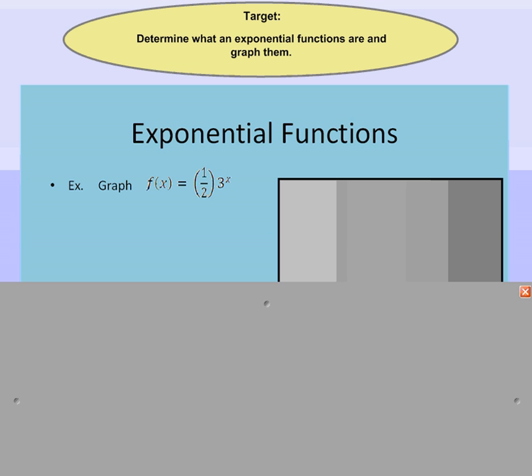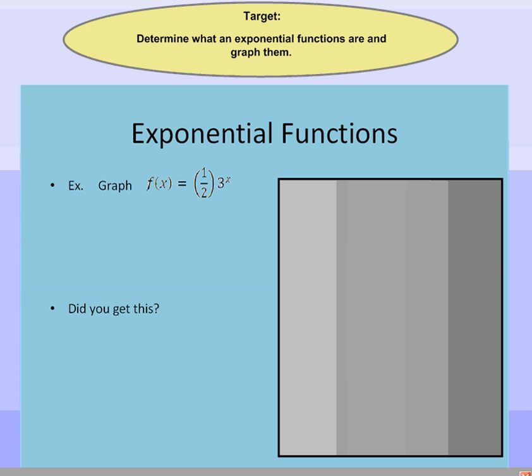Let's see one more together. Actually, you can try to get started on a lot of this. Right now we've got 1/2 times 3 to the x power. Decide whether it's growth or decay. Where's the a value? Where's the horizontal asymptote? What's the domain and range? All these things you can start working on. Take a moment, pause the video.